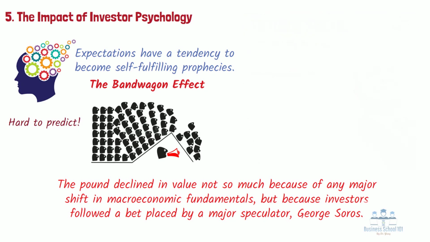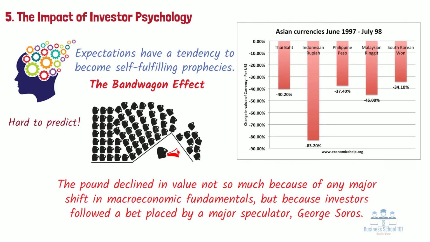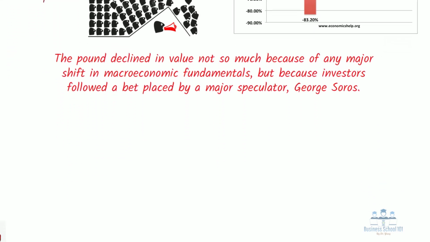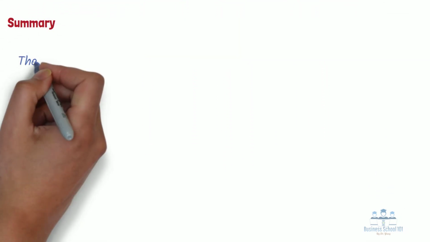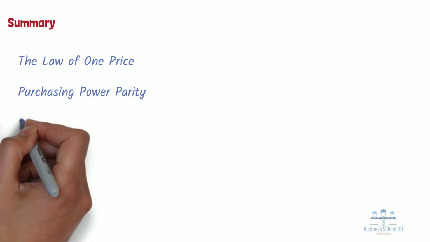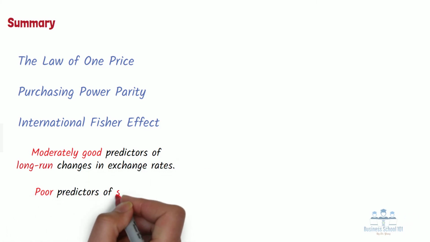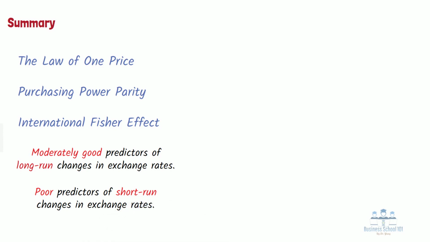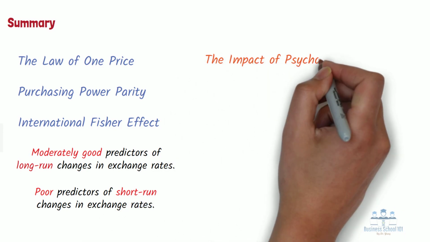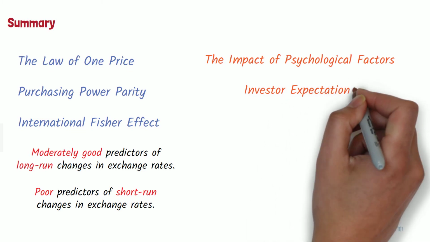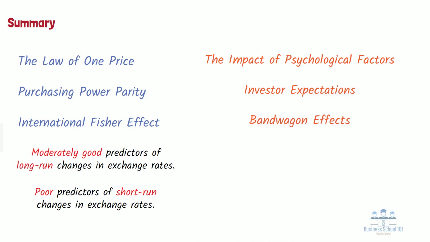Something like this seems to have occurred in Southeast Asia during 1997 when, one after another, the currencies of Thailand, Malaysia, South Korea, and Indonesia lost between 50% and 70% of their value against the US dollar in a few months. To sum up, the law of one price, purchasing power parity, and international Fisher effect are all moderately good predictors of long-run changes in exchange rates. However, they are poor predictors of short-run changes in exchange rates. Perhaps this is because of the impact of psychological factors, investor expectations, and bandwagon effects on short-term currency movements.